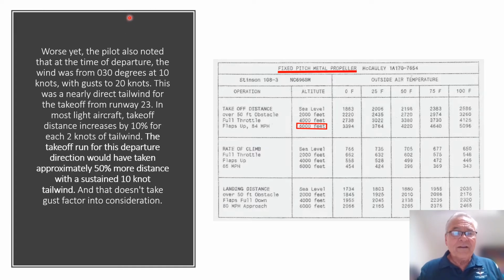And worse yet, the pilot also noted that at the time of departure, the wind was from 030 at 10 knots with gusts of 20 knots. This was a nearly direct tailwind for the takeoff from runway 23. In most light aircraft, takeoff distance increases by 10% for each 2 knots of tailwind. The takeoff run for this departure direction would have taken approximately 50% more distance with a sustained 10-knot tailwind, and this does not take gust factor into consideration.